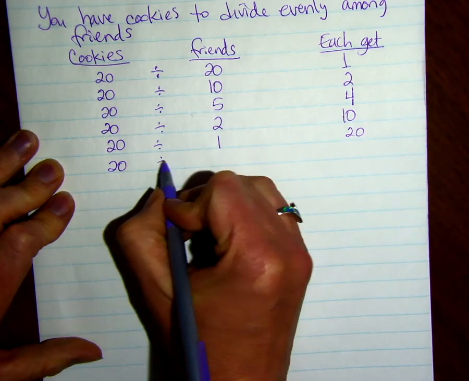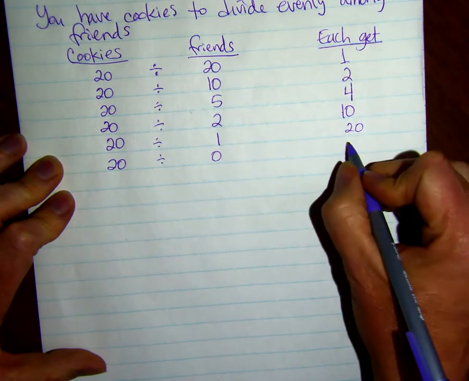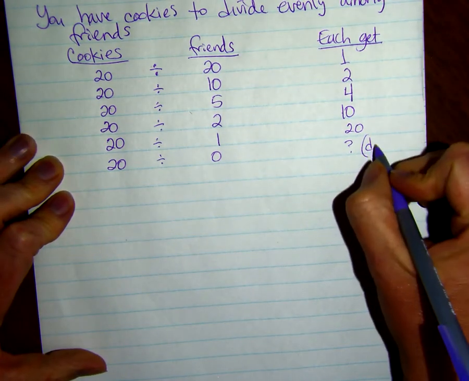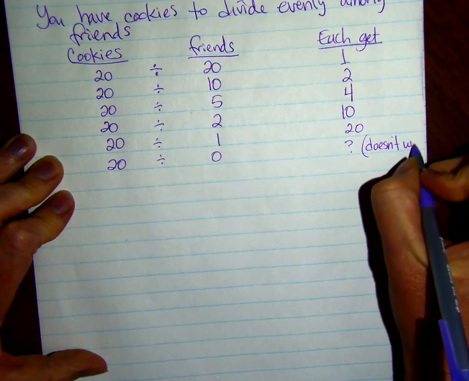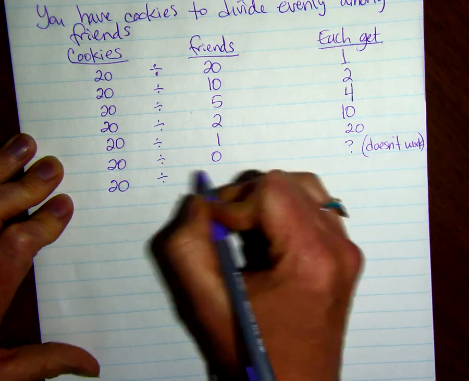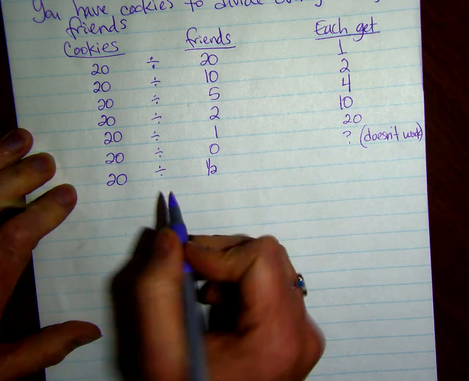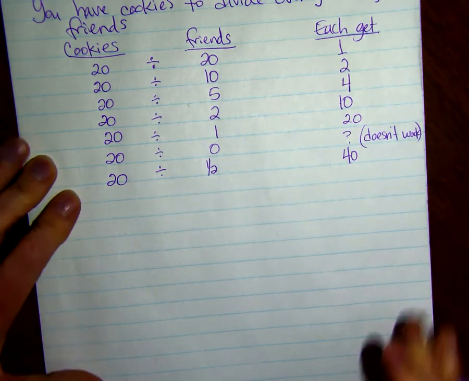But what if you had 0 friends? Then you wouldn't be able to give them any cookies. So it doesn't work. And if you had half a friend, that half a friend, when you divide, is 40.